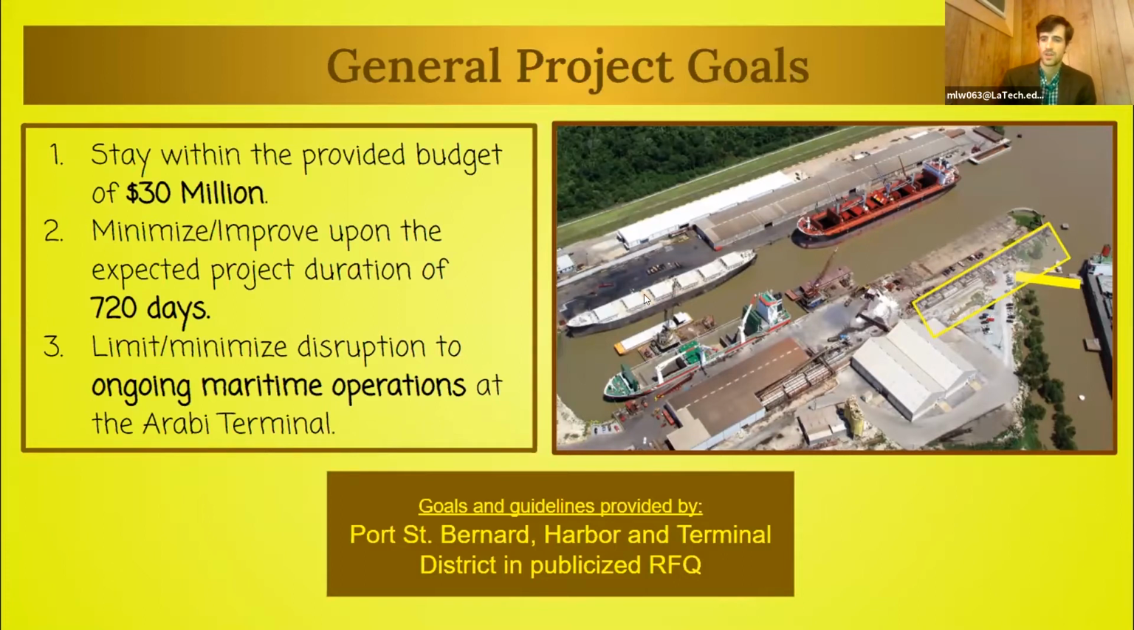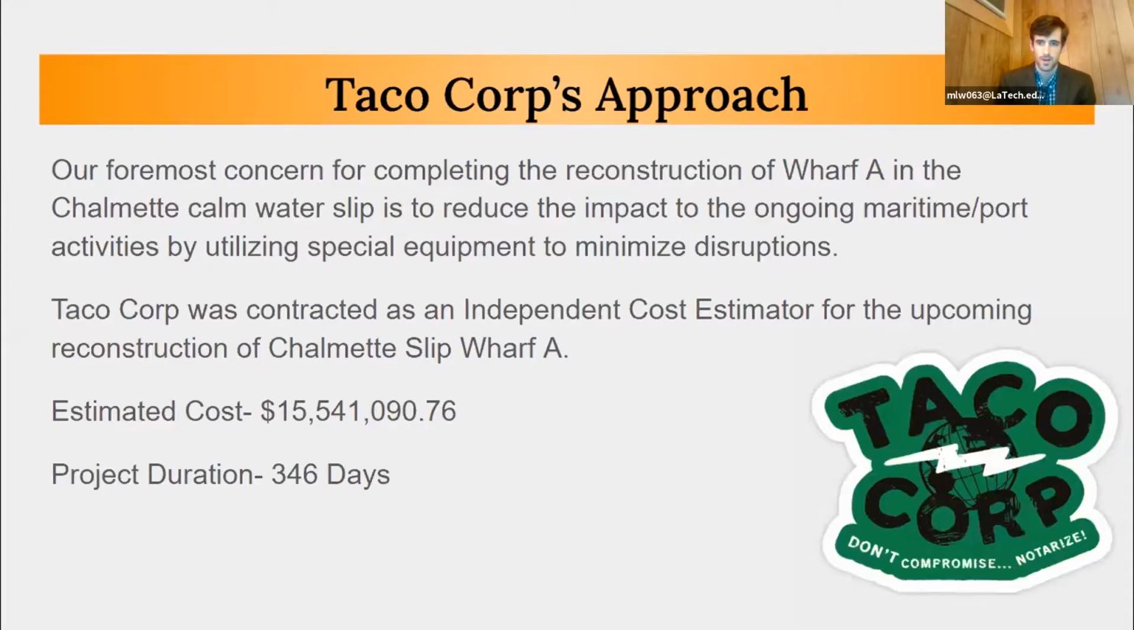And to the right there, I have the highlighted areas that we would have to coordinate with that particular terminal. And I thought of possibly having them move their temporary steel pier down to that next docking station there to give us a little bit more space to work. So our foremost concern for completing the reconstruction of Wharf A and the Chalmette Comwater Slip is to reduce the impact to the ongoing maritime and port activities by utilizing special equipment to minimize disruptions.